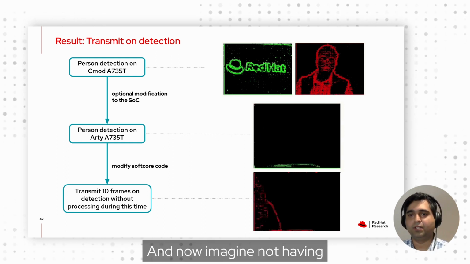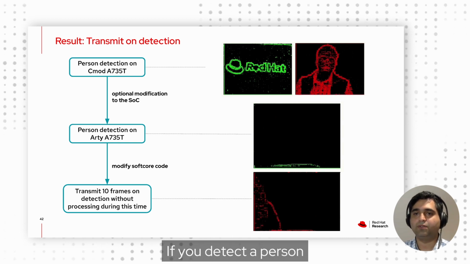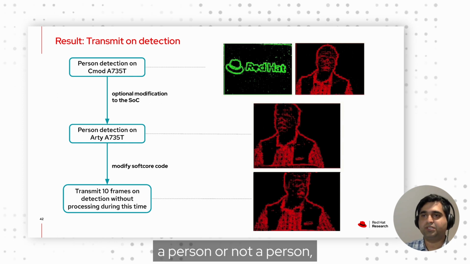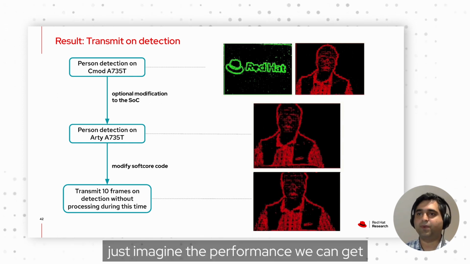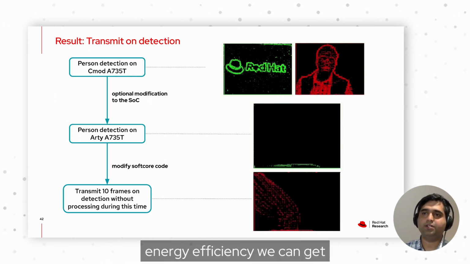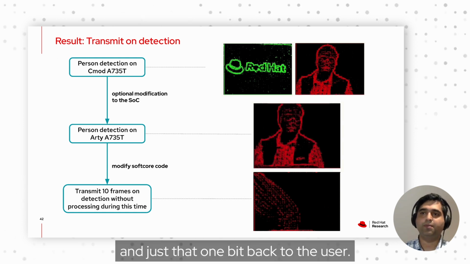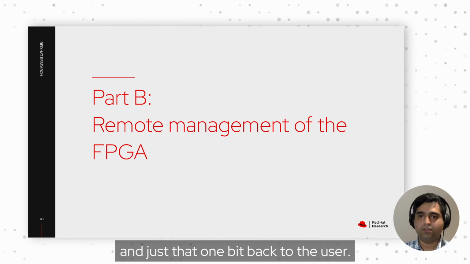And now imagine not having to transmit the image at all. If you detect a person, just transmitting 1 bit, a person or not a person, just imagine the performance we can get, and just imagine the energy efficiency we can get by not having to transmit entire images and just that 1 bit back to the user.